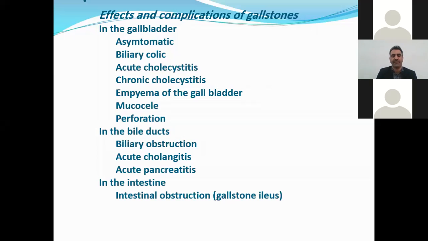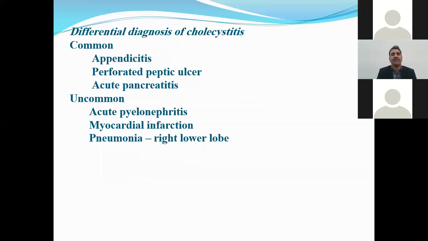The third aspect is the intestine, which is very, very rare. A big gallstone may erode the wall of the gallbladder and the wall of the duodenum to go to the intestine, causing intestinal obstruction, called gallstone ileus. What are the differential diagnoses of cholecystitis?